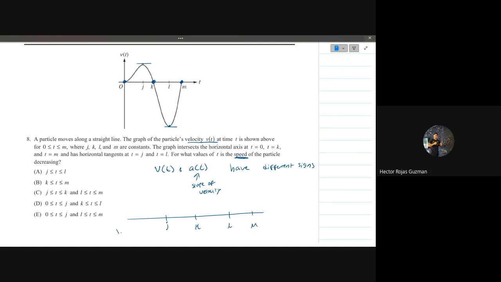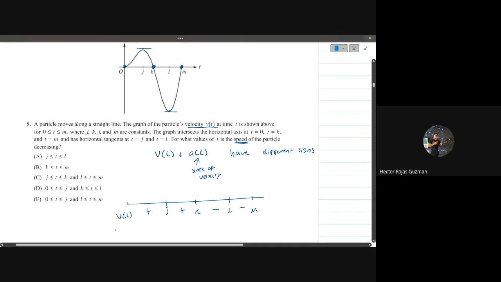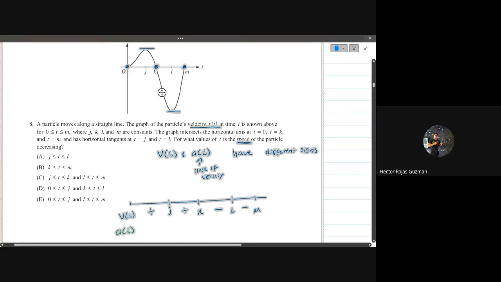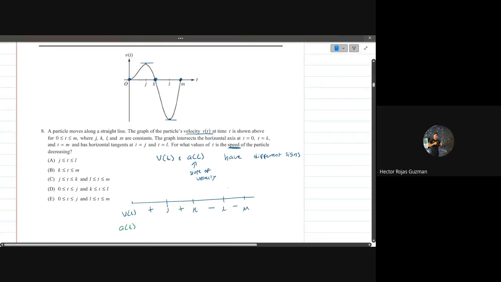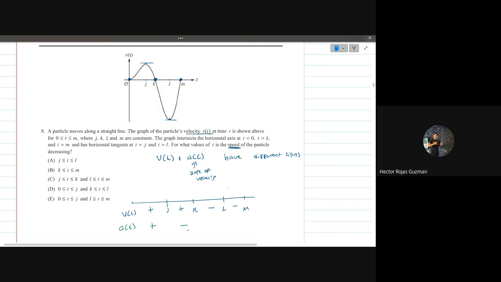First, we're going to take a look at velocity. Velocity is positive from 0 to J. From J to K, it's also positive. From K to L, it's negative, and negative once again. Now we're going to look at acceleration. So now we're looking at the slope of the graph. From 0 to J, the slope is positive. From J to K, the slope is negative. From K to L, the slope is negative. And from L to M, the slope is positive.